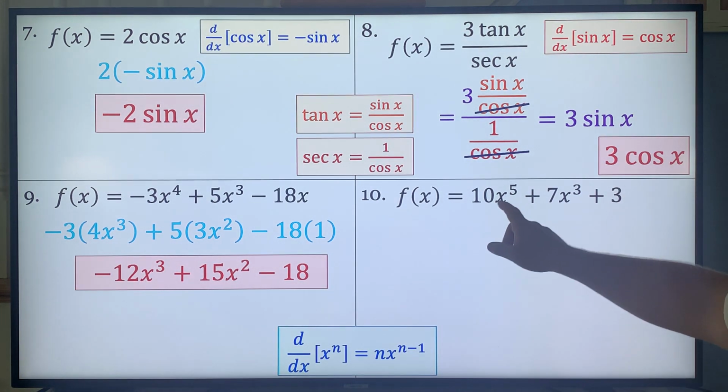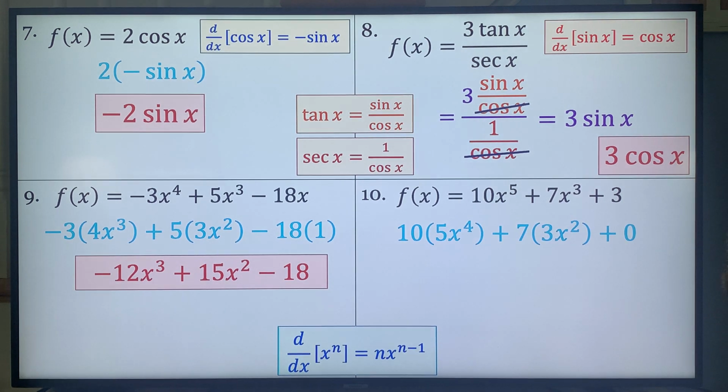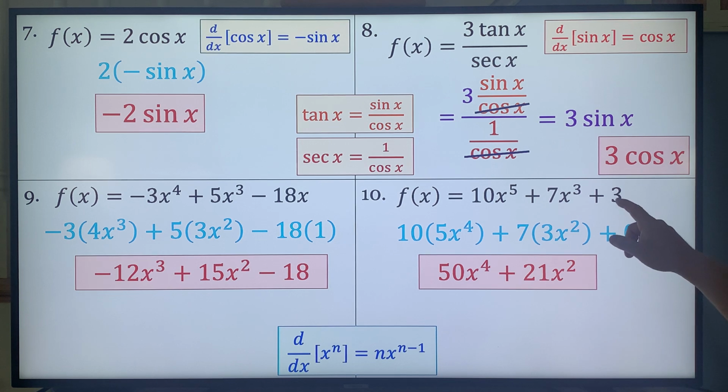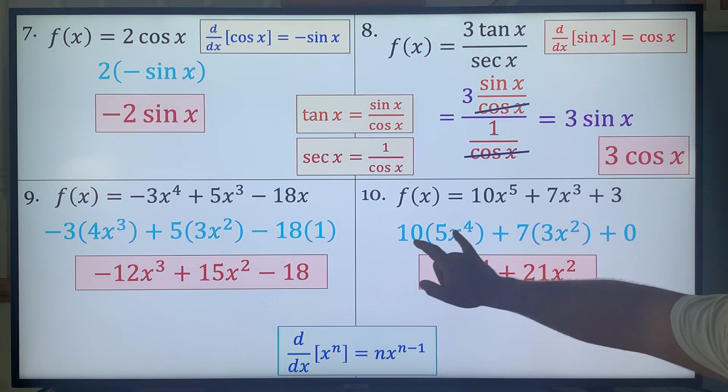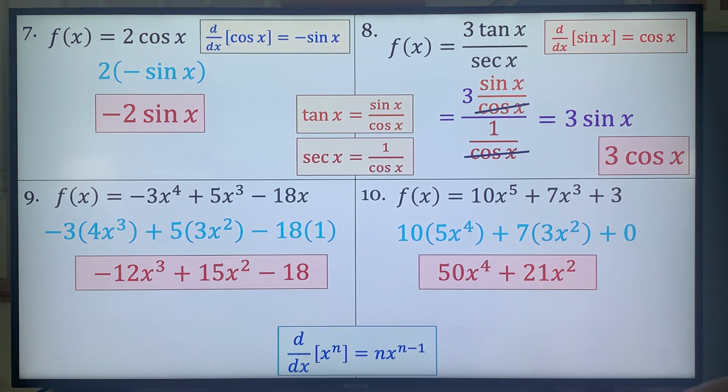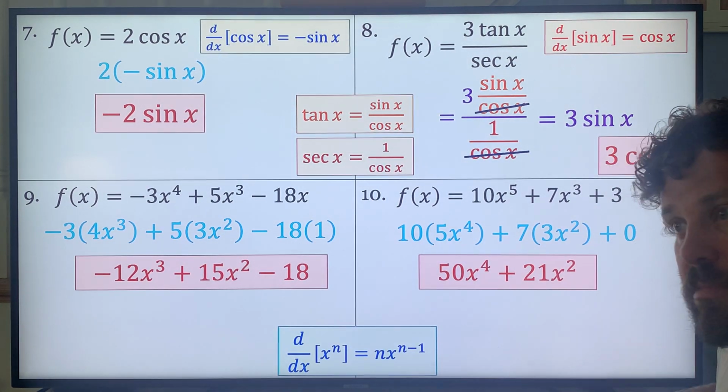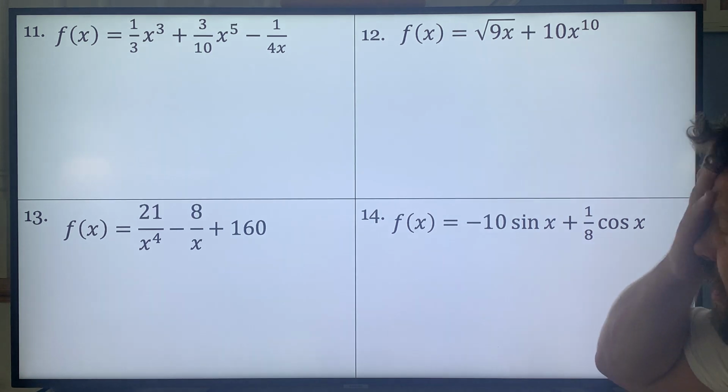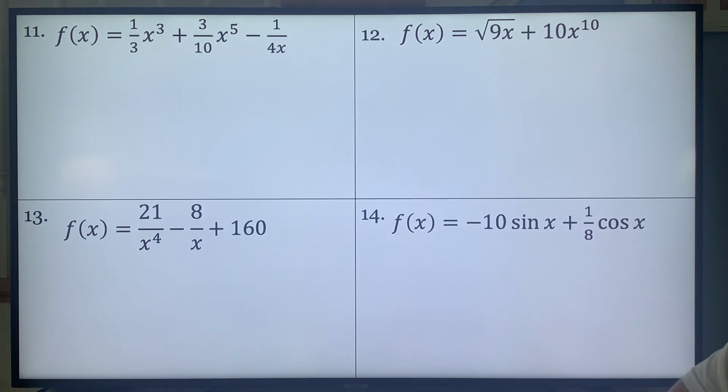Right? Easy stuff. Here, 10 times 5x to the 4th. Remember, you're subtracting 1. 7 times 3x squared, and the derivative of a constant is 0. 50x to the 4th, 21x squared. Simple. All right, problem 11, 12, 13, 14. Ready? Let's go.